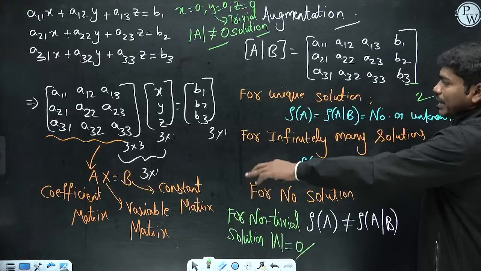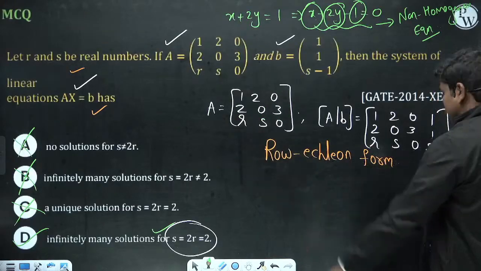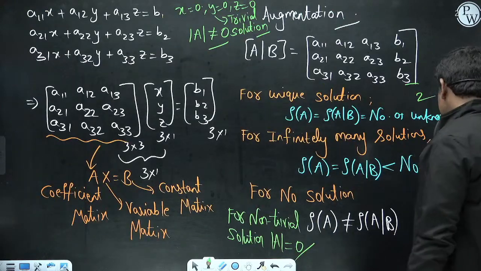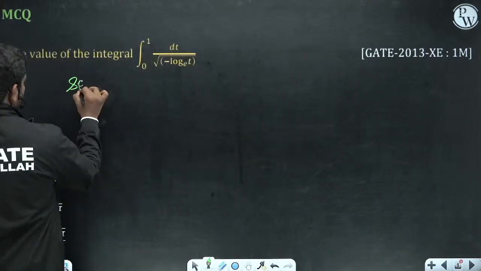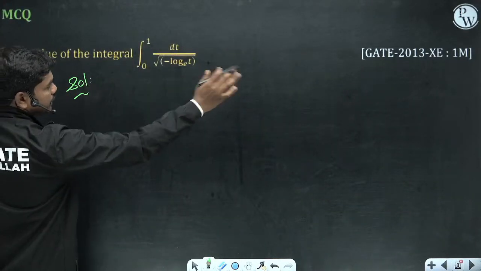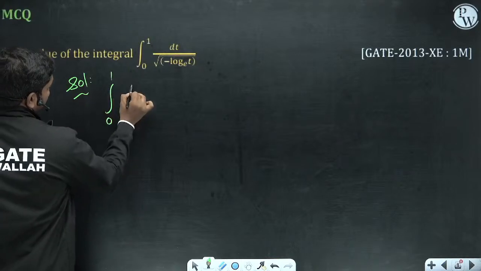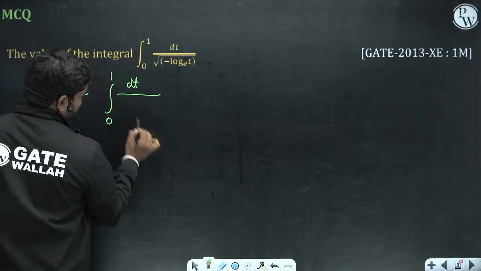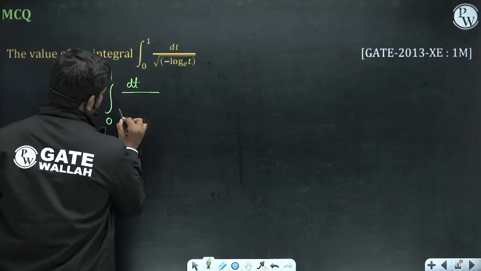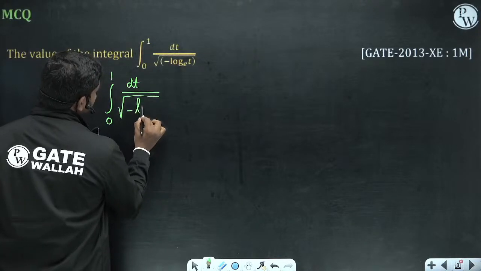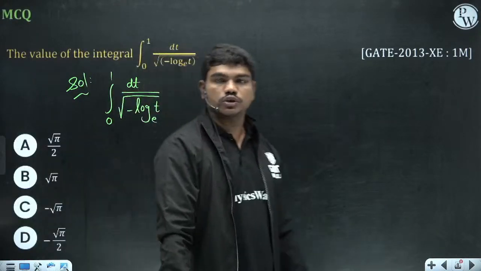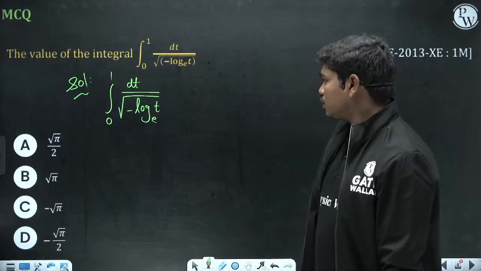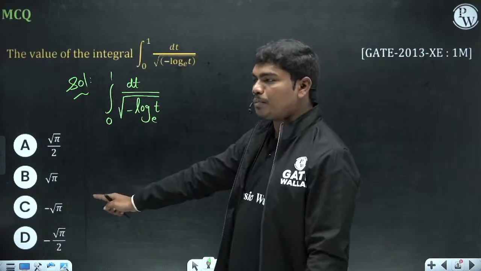So finally हमें ये question solve किया था ना. So option D is the correct answer for this. Okay. So solve कर लो ये इंटीग्रल का. इंटीग्रल 2013 में आया था. इंटीग्रल 0 to 1 dt by square root of minus log t to the base e. Okay, so this is the integration. So solve कर लो. मैं आप सभी को 2 मिनट देता हूं. So इस इंटीग्रल को सॉल्व करके आंसर बताइए.